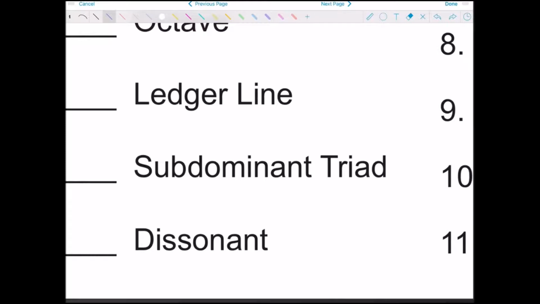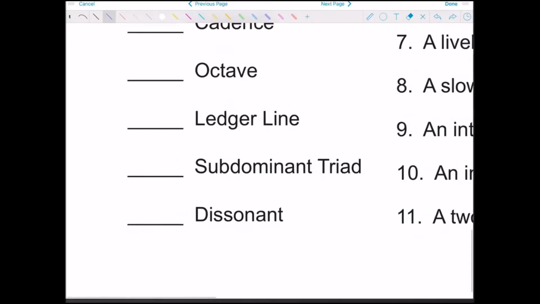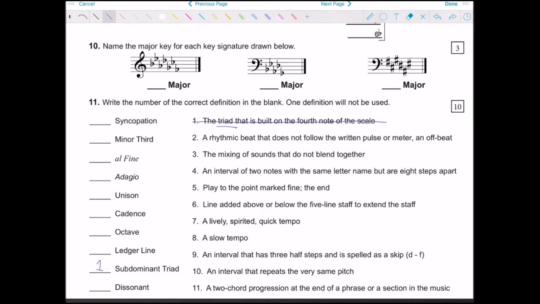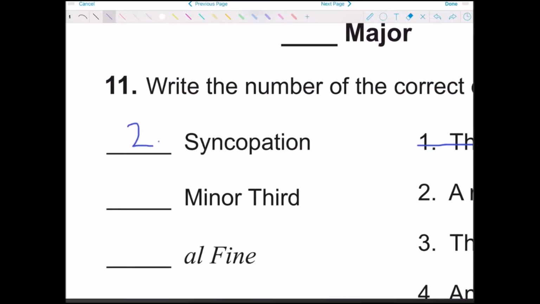Sub meaning below, subdominant meaning below dominant. That's why 4 is subdominant and 5 is dominant. Okay, so number 1 goes right here. Okay, number 2 states a rhythmic beat that does not follow the written pulse or meter, an offbeat. If I remember correctly, which I think I do, that is called syncopation. So syncopation is right here.